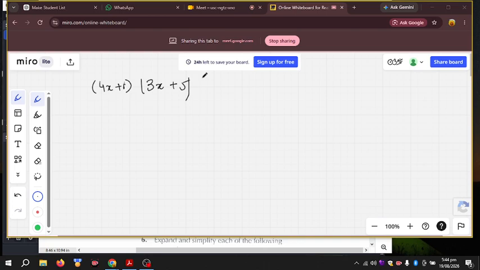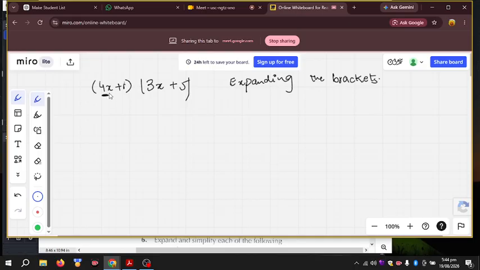So I'm going to explain the expansion, how to expand the brackets. Okay, so what we are doing is expanding the brackets. Alright, so whenever we expand the bracket, keep in mind that whatever the first term is written, it's 4x.